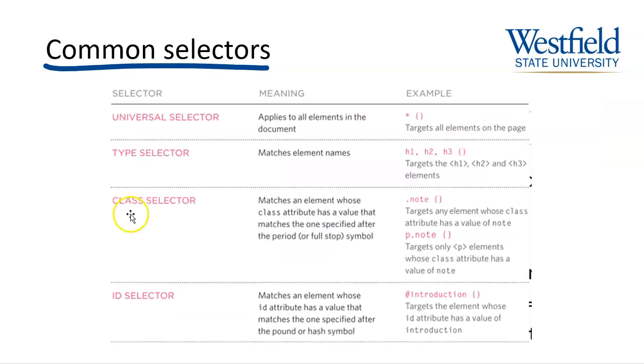So let's look at some of the common selectors. So these are some of the common selectors. So the first one is universal selector, a star. So anything that is marked with this selector will be applied to everything in the page. And you can also select elements based on their element names or type selector. And in this case, this rule will apply to all H1, H2, and H3 elements.